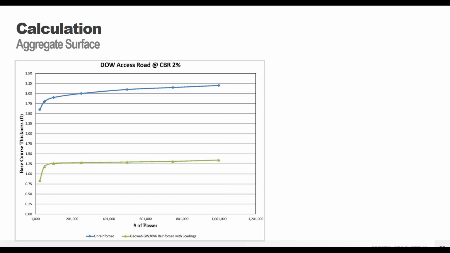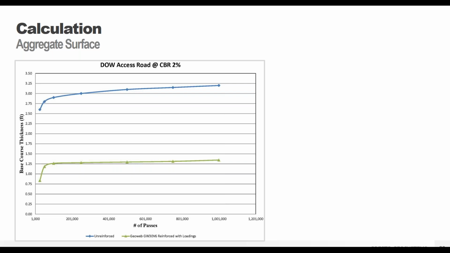And so just for an easy visual comparison of how much the GeoWeb system can reduce your pavement cross section, this graph shows an unreinforced depth in the blue line compared to the GeoWeb reinforced depth, the green line, over a lifetime of passes. So for a high traffic yard with 1 million lifetime passes, the GeoWeb system saved nearly 2 feet in overall cross section depth. So that's huge, and definitely something to consider if you know that you're going to be in one of these high traffic yards.